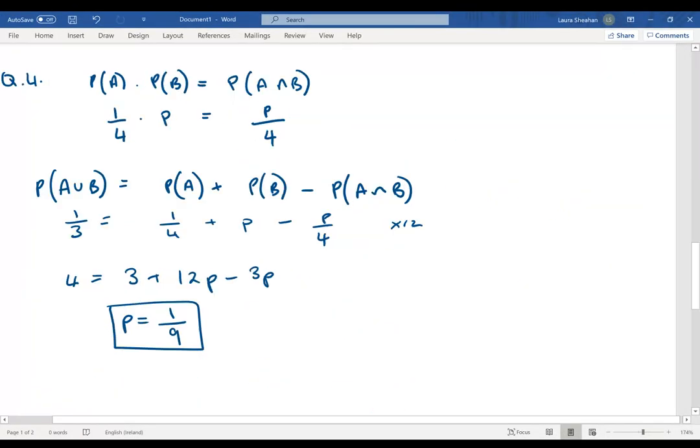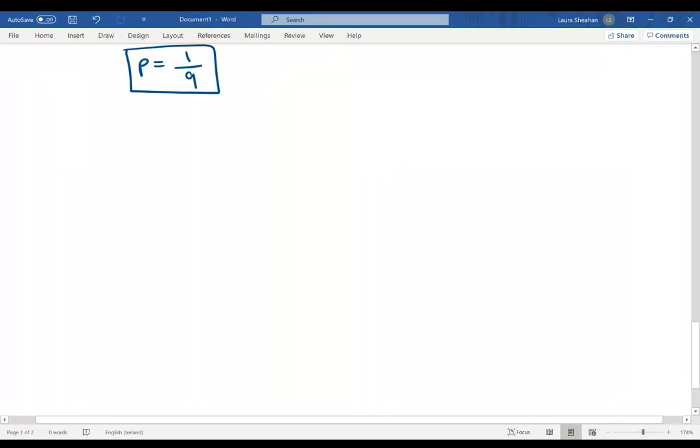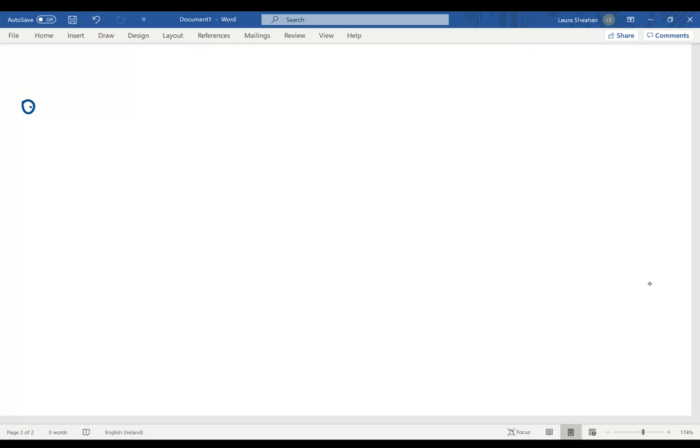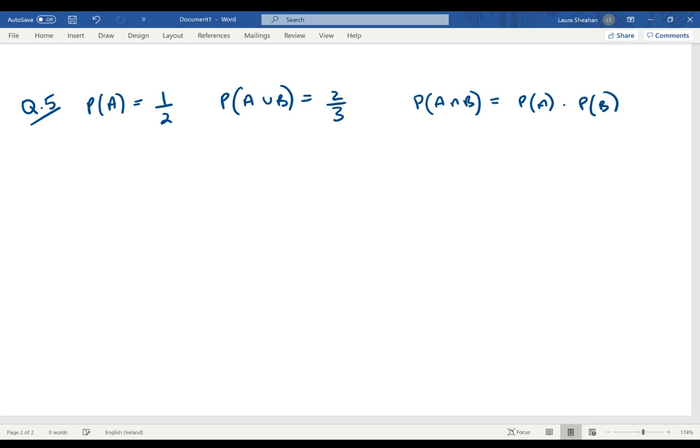Going down here, so question 5. You have the probability of A is 1/2. And we were given that the probability of A union B is equal to 2/3. Now remember, you know that they're independent. So you know that the probability of A intersection B is equal to the probability of A times the probability of B.